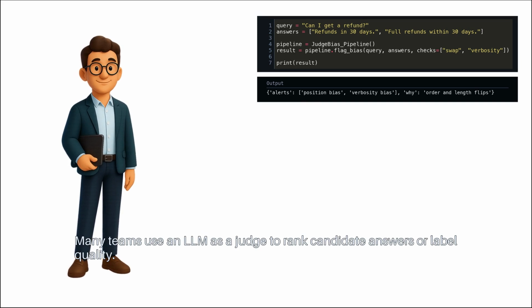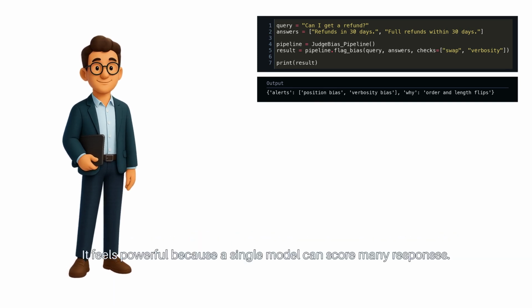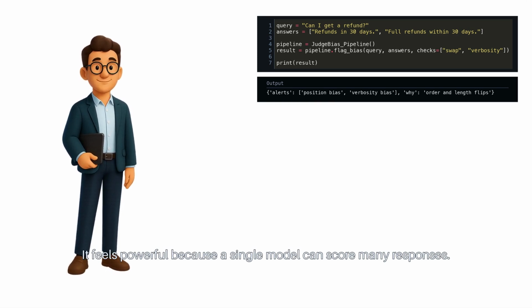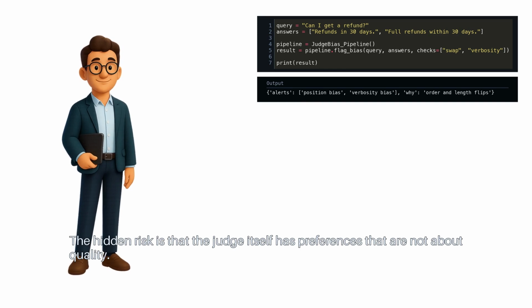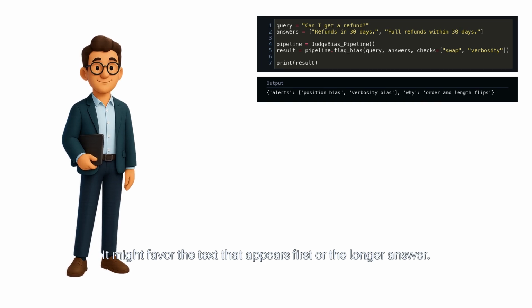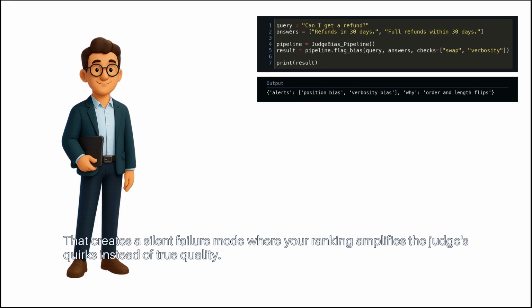Many teams use an LLM as a judge to rank candidate answers or label quality. It feels powerful because a single model can score many responses. The hidden risk is that the judge itself has preferences that are not about quality. It might favor the text that appears first or the longer answer. That creates a silent failure mode where your ranking amplifies the judge's quirks instead of true quality.